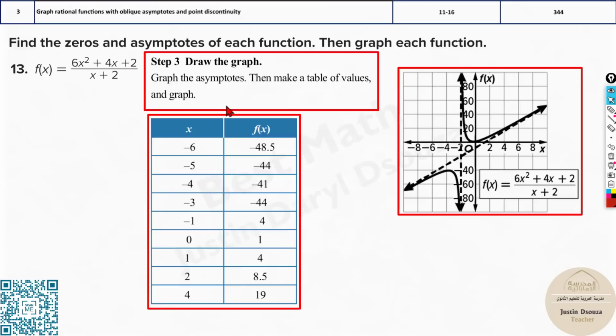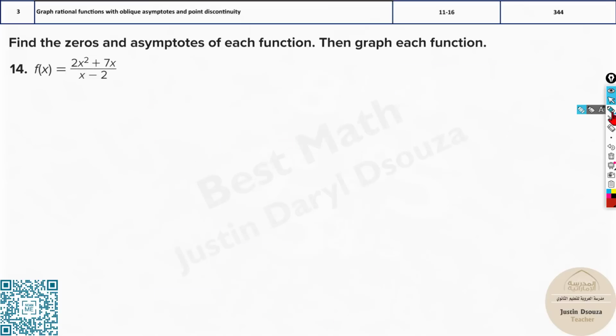And here's the table of values and the graph. The graph is like this. Similarly, let's solve this one very quickly. The step 1 is zeros. So in the zeros part, what do we have? We have to put this in the calculator, or you can even try doing it by taking x outside. If you remove x outside, you're remaining with 2x plus 7. So one zero is x is equal to 0 because this is outside. Another zero is x is equal to minus 7 by 2.